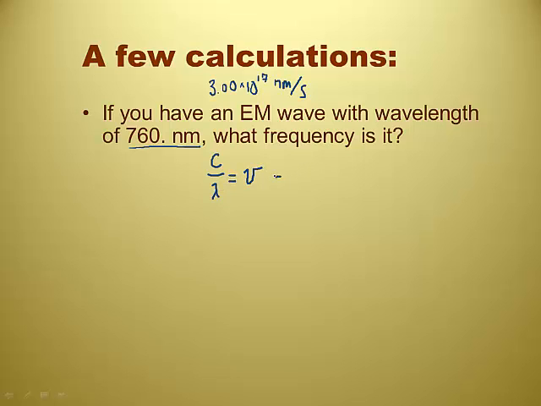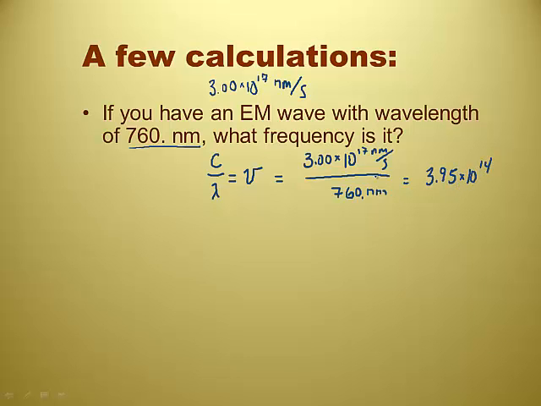Yep. So that means I'm going to put 3.00 times 10 to the 17th nanometers per second, and I'm going to divide it by 760 nanometers, which is 3 sig figs. Don't forget your decimal place. Oh, the decimal place, yes, you're right. There's 3 sig figs there, so you're going to get a 3 sig fig answer. All right, it's going to be 3.95 times 10 to the 14th. Can't forget that.